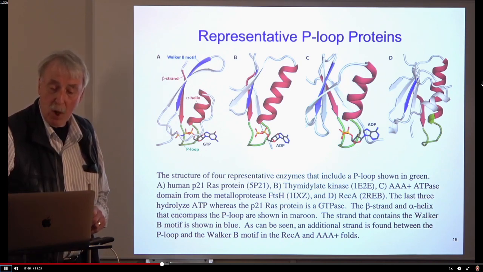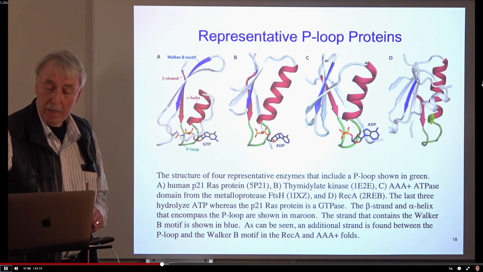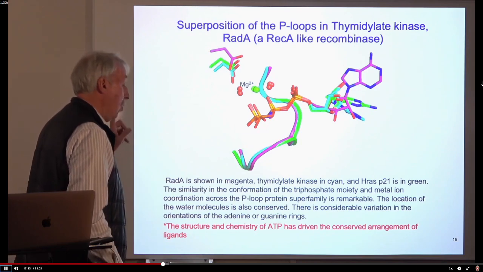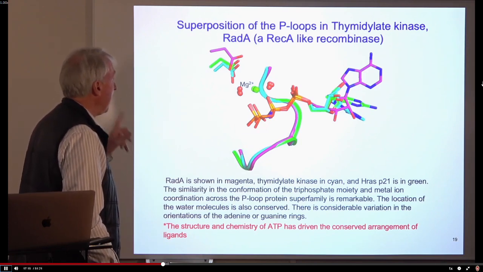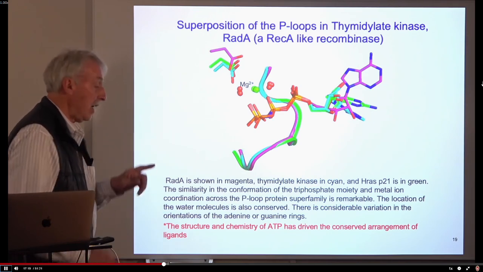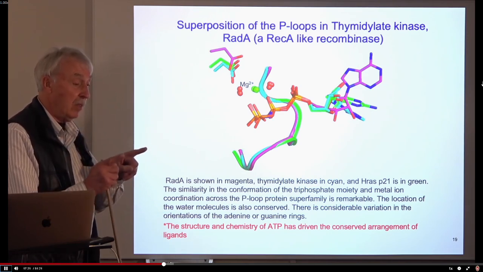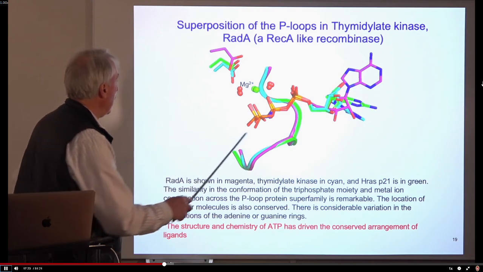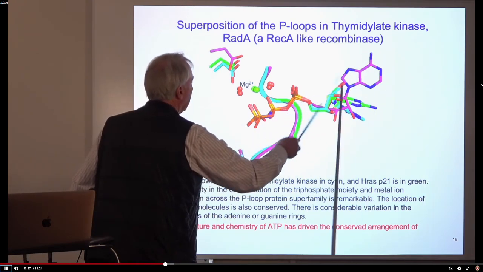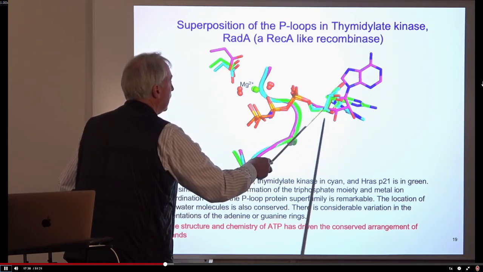So if we superimpose the P-loops from thymidine kinase and RAD-A, which is a REC-A, the thymidine kinase does not have an extra strand. The REC-A does have an extra strand between the Walker B and the Walker A motif. What you'll notice is that the coordination of the ADP, ignoring what happens at the adenine, is not conserved.